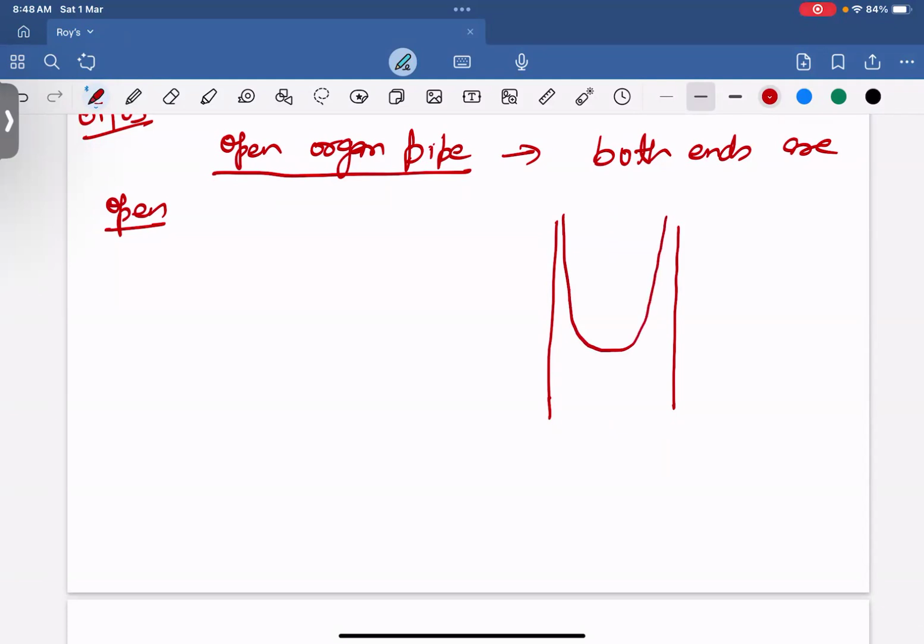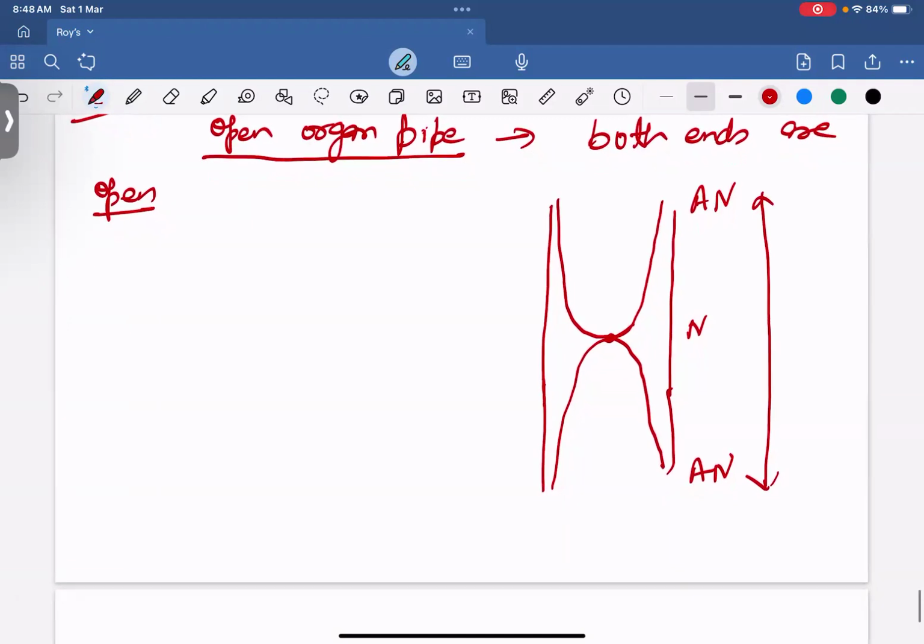So it will be like this only. At both points you get an antinode like this. This is an antinode, here is also an antinode, and in between it is a node. We know that the distance between a successive node and antinode is lambda by 2, and that is the length of the pipe. So here L, the length, is basically lambda by 2.